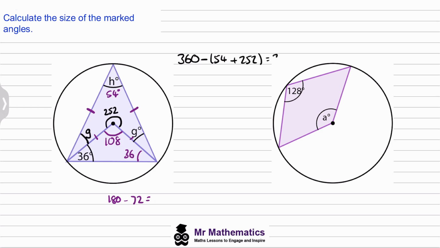This will give us 2G. So we'll have 360 minus the 306 will give us 2G. So 2G will equal 54, which means angle G will be 27 degrees.